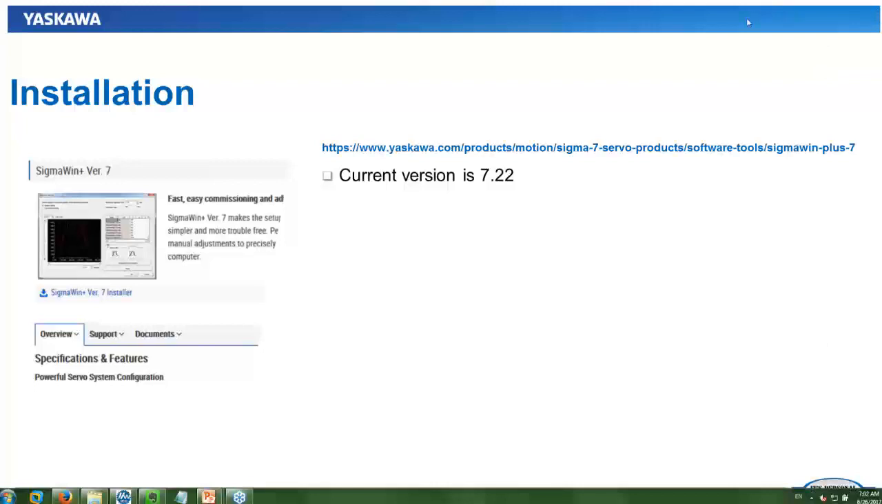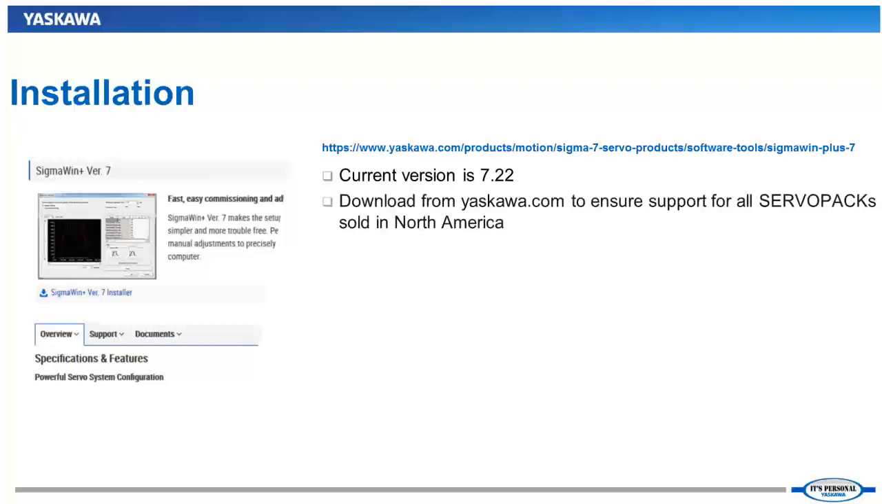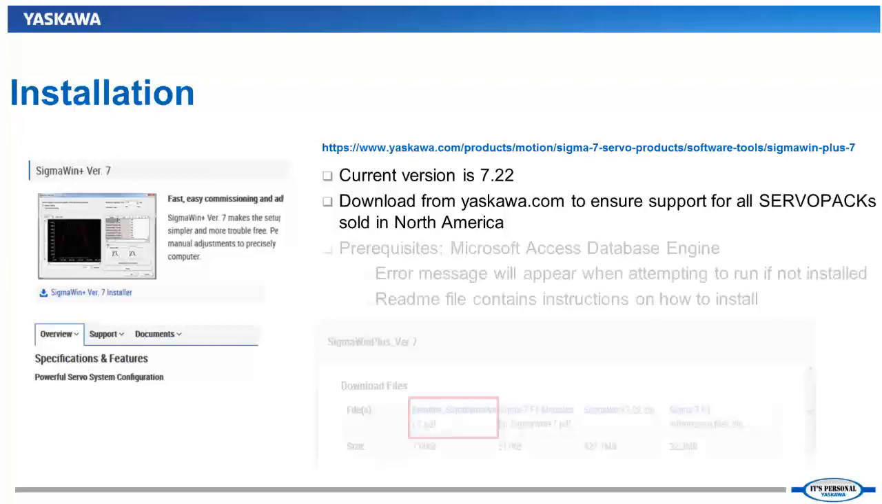The current version is 7.22. We've been releasing minor updates pretty frequently, so if any of the features I go over today you're not seeing in your current version, try going to our website and downloading the latest version. And also make sure to download from yaskawa.com to ensure support for all the SERVOPACKS we sell here in North America. If you download it from their European website or the Japanese website, you might get different SERVOPACK models supported.